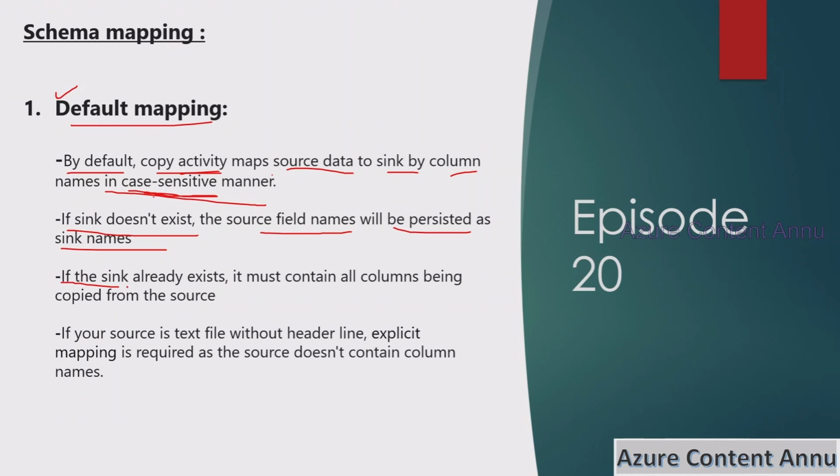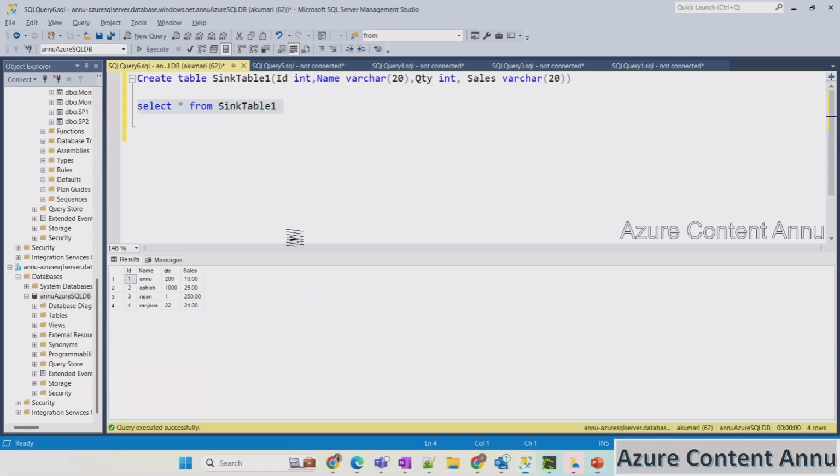So it says if the sync already exists, it must contain all the columns being copied from the source. So what it means is, suppose my sync table exists, but it does not have one of the columns present in the source. So to demonstrate that, let me alter this table, sync table 1, and let me drop one of the columns. Let me drop sales column.